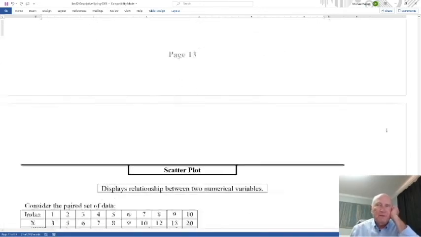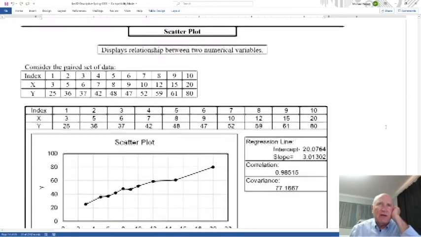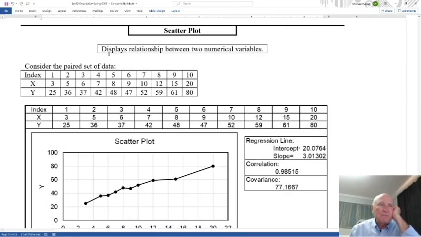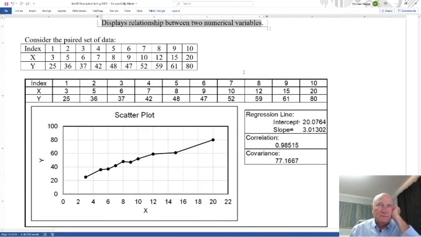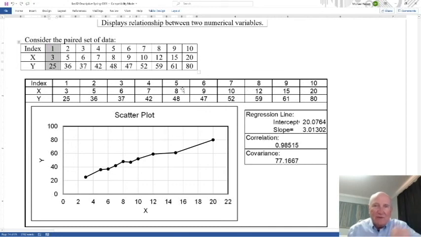Okay. I think the last thing we're going to do is a scatter plot. This displays the relationship between 2 numerical variables. Okay, here I have 2. Now notice that this is a paired set of data. So these are the indexes, and it's a paired set. Like this is person 1 did 3 and 25. We've done that in other videos. Person 2 has 5 and 36. Person 3 has 6 and 37. So we want to plot x versus y.